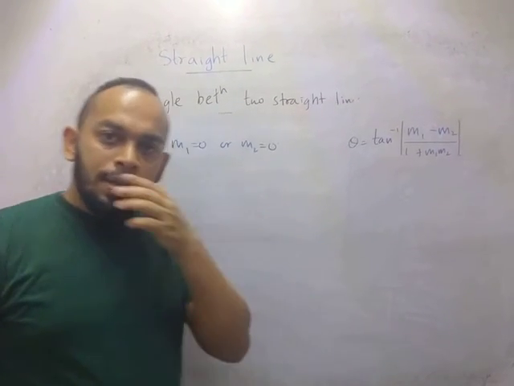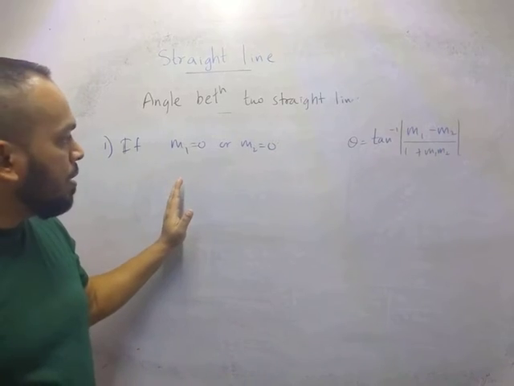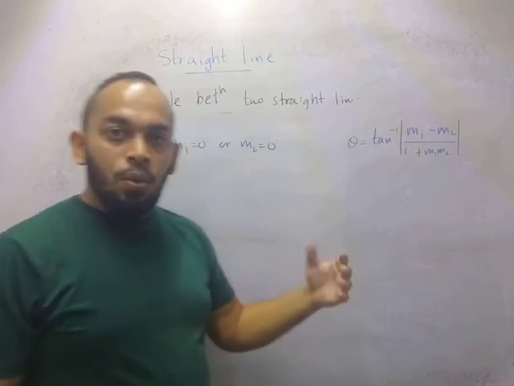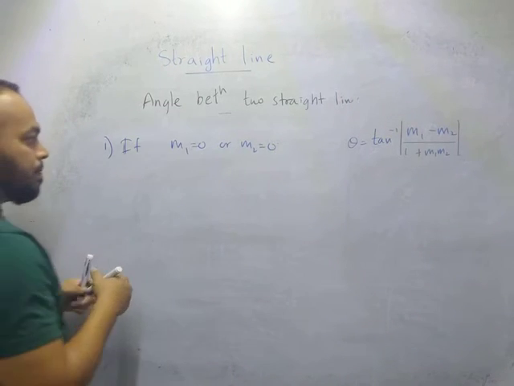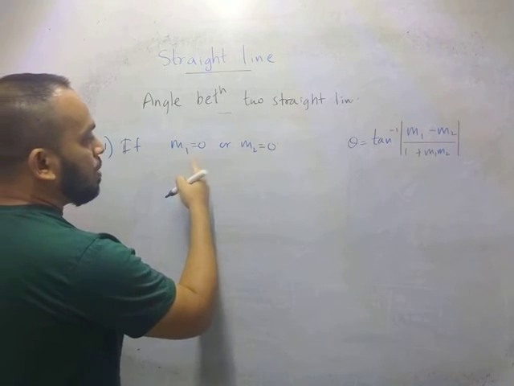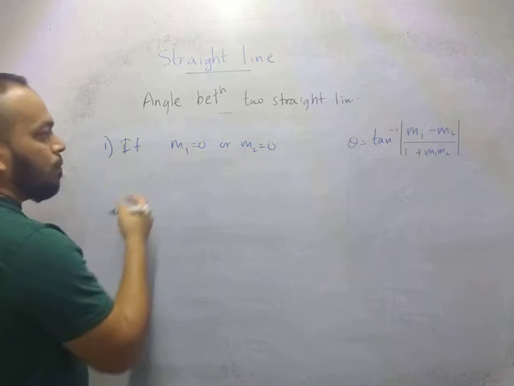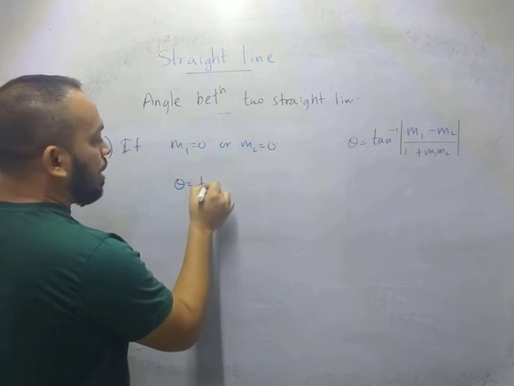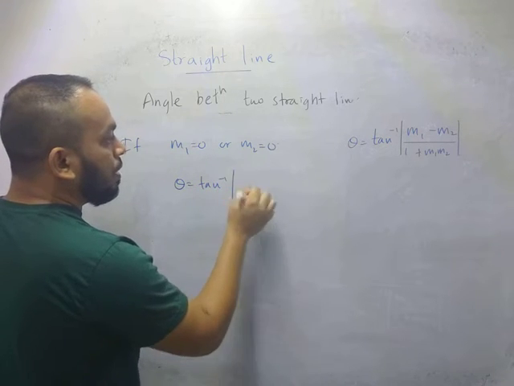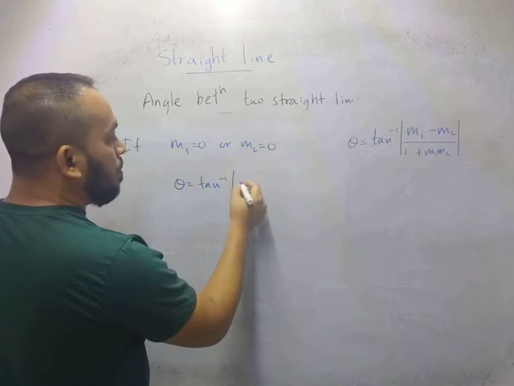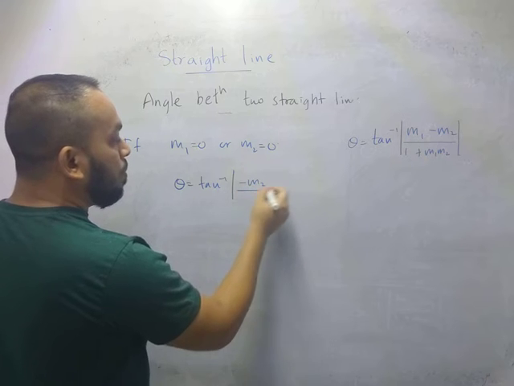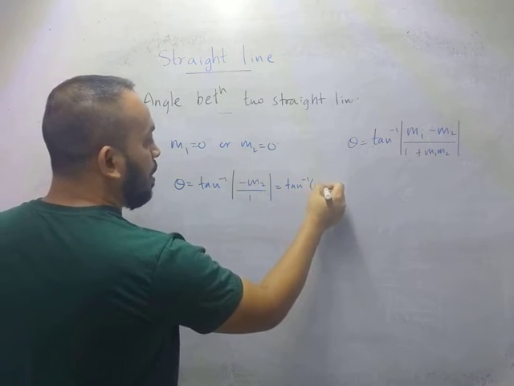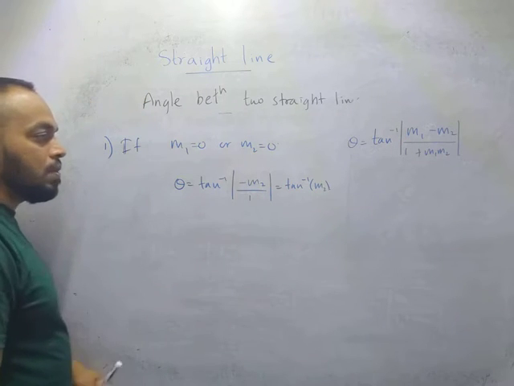Right. So let's analyze two cases under this. If either one of these two is equal to 0, then what would be the angle? Suppose m1 is equal to 0. In this case theta would be tan inverse of minus m2 divided by 1, so this is tan inverse of m2.